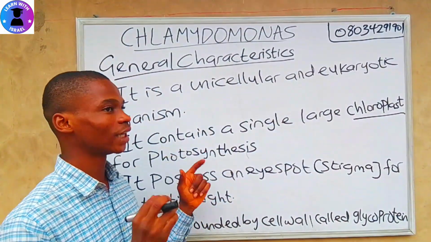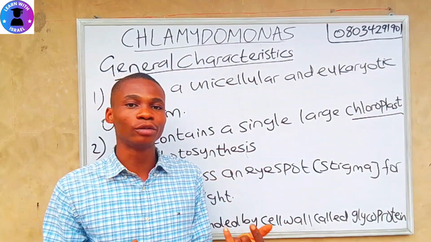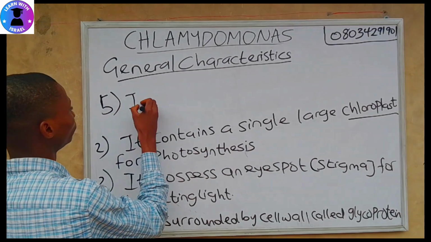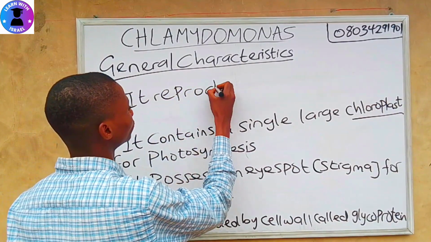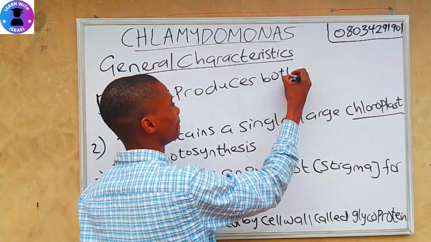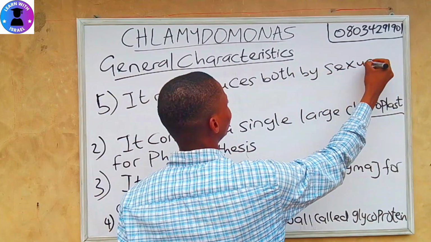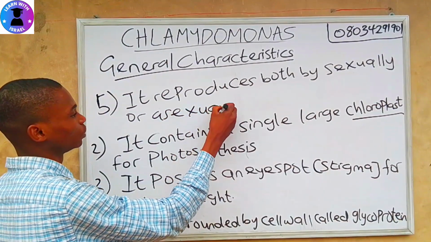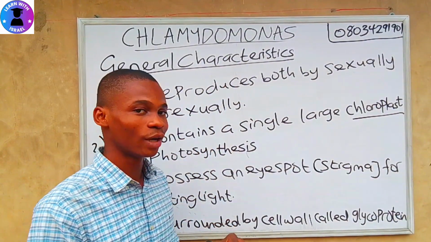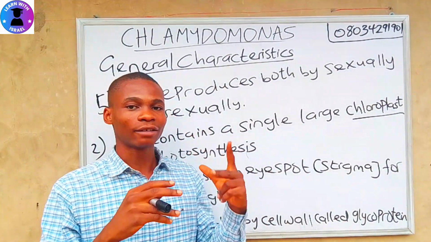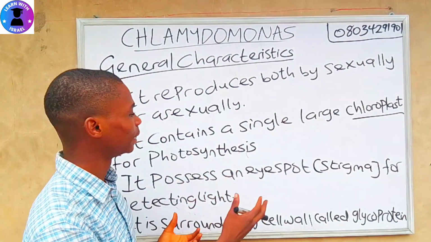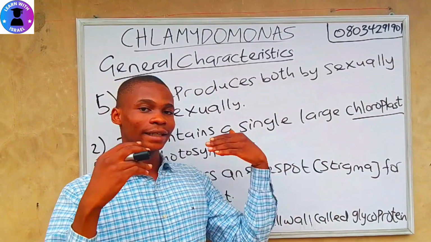The last one to watch out for is that Chlamydomonas can reproduce sexually or asexually. I hope you know that we have two types of reproduction: asexual reproduction and sexual reproduction. Sexual reproduction involves two organisms, while asexual reproduction involves only a single parent. So these are the characteristics we need to take note of in Chlamydomonas.